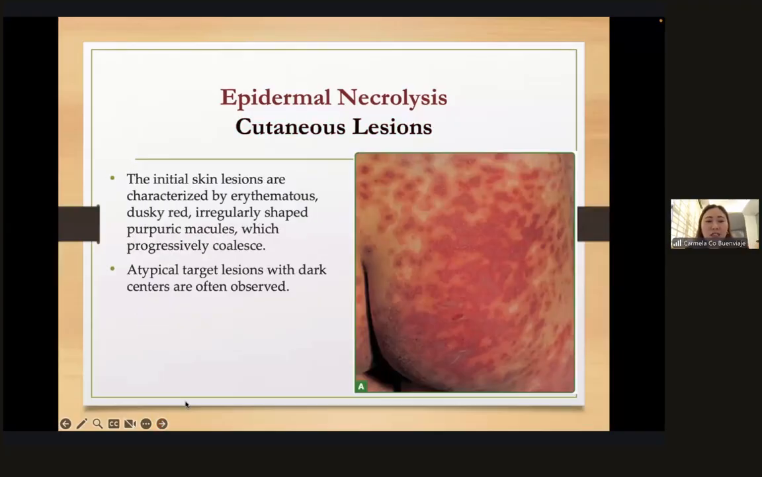So the initial skin lesions are characterized by erythematous, dusky red, irregularly shaped, purpuric macules which progressively coalesce or join together as one big lesion. Atypical target lesions with dark centers are also often observed. Here in the picture, we can see the atypical target lesions with a more violaceous deep red center. Those are where the blisters are going to begin.